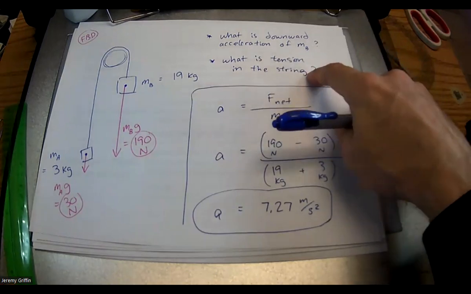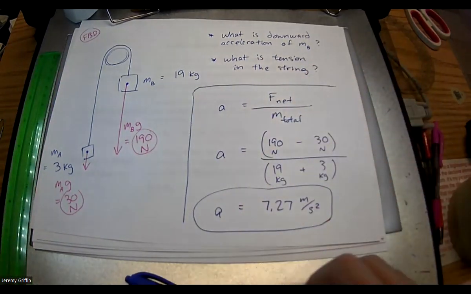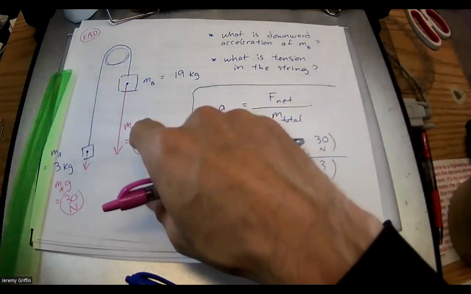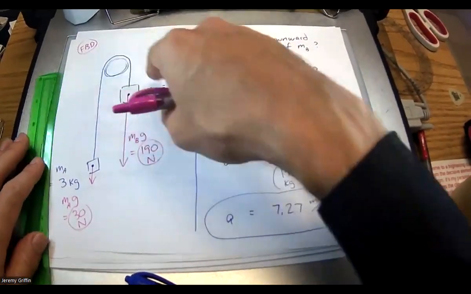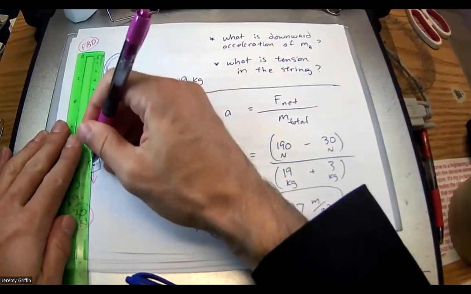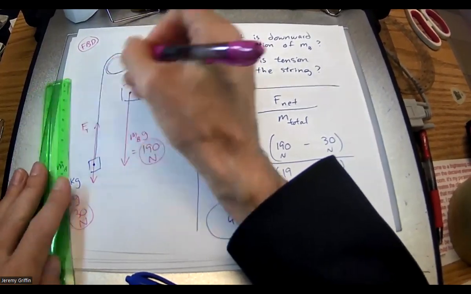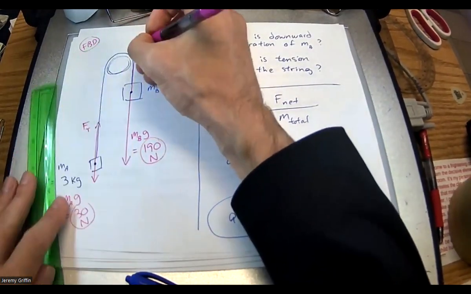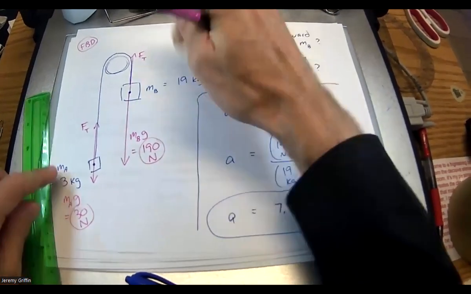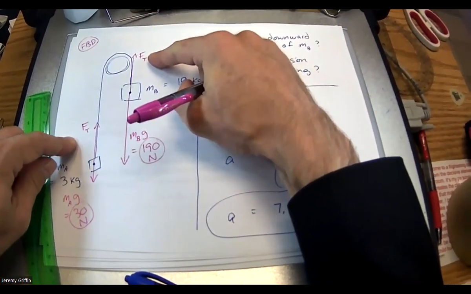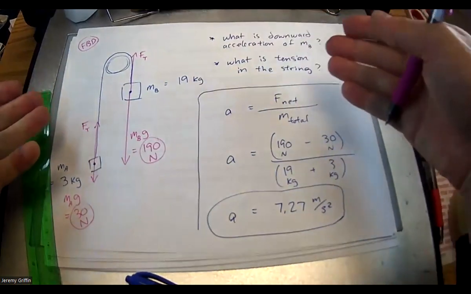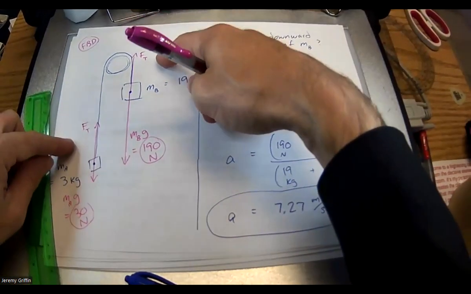How about follow-up question? What's the tension in the string? Now, to get the tension in the string, I need to go back and, well, label the forces, right? There's actually more force on these blocks. I think there's an upward tension here, F sub T, and there's the exact same upward tension here. And remember how tension is, it's an internal force. I hadn't considered it up to this point that I want to solve for it, right?